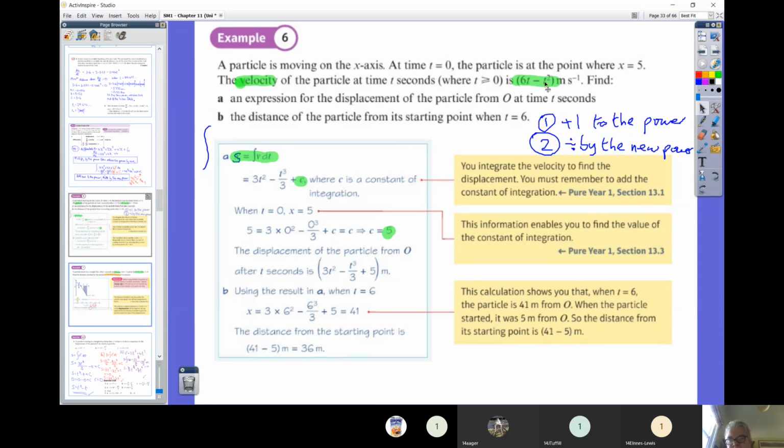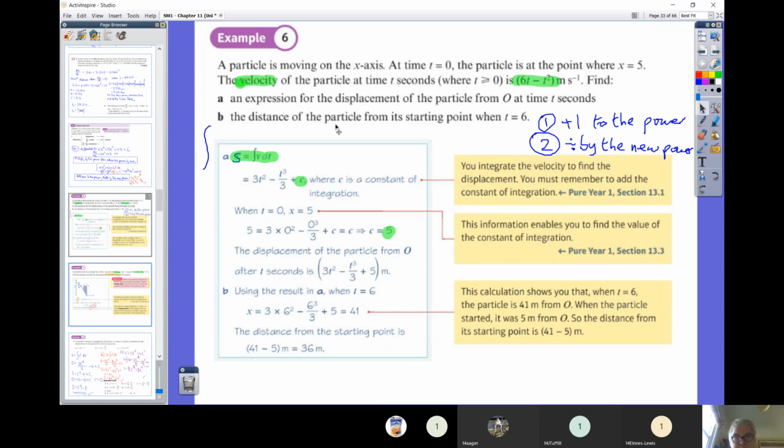And then when we integrate minus t squared, add 1 to the power, divide by the new power, we get t cubed over 3, or a third t cubed. And don't forget the constants. When you integrate, you've got this constant. Now, they tell us a fact. They tell us when t equals 0, the displacement equals 5. So we can substitute that into this. So 0 minus 0 plus c equals 5. So our constant must be 5. So our displacement equation is that, but now we know c is 5. So that is our final answer for part A.